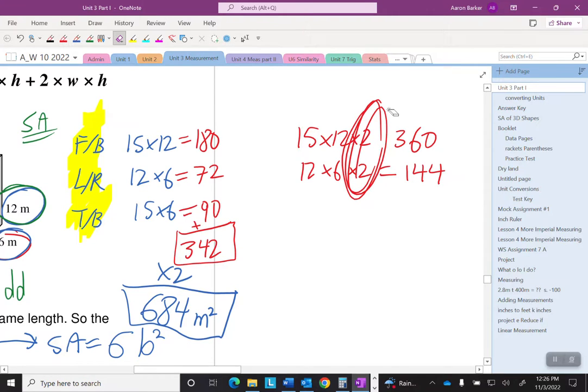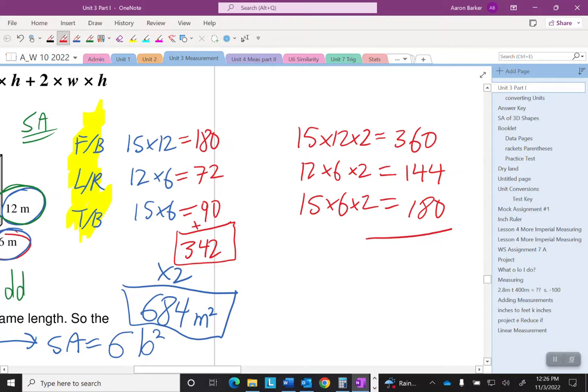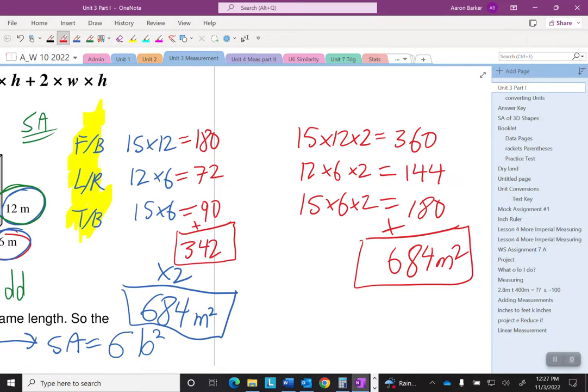And my last one is what? 15 times 6 times 2, 180. So now I have all the sides. Now I'll add them up and get 684 meters squared. Okay? So you can double them at the very end like I did in the previous question, or you can double as you go along. Your choice. Both of these two are the most powerful.